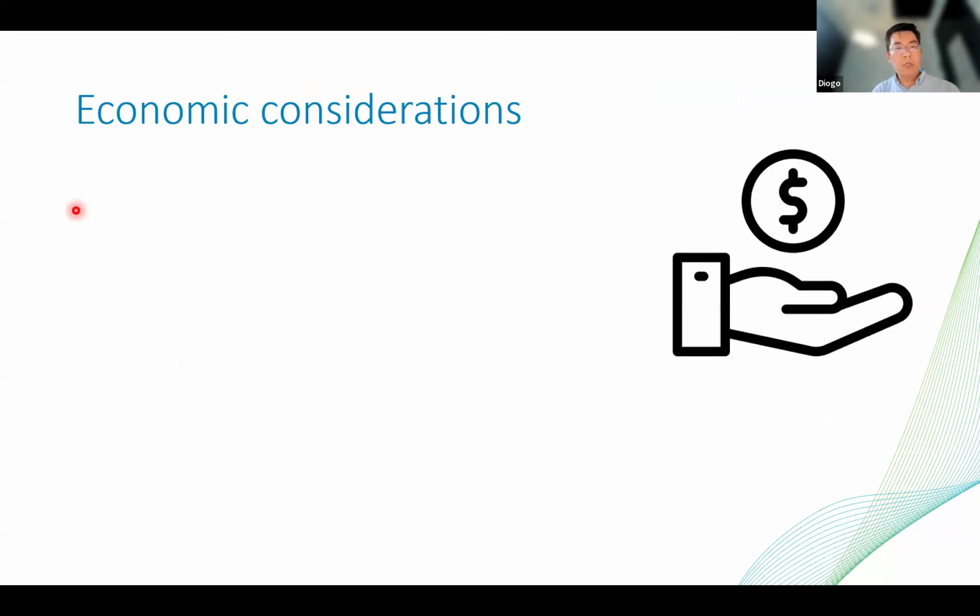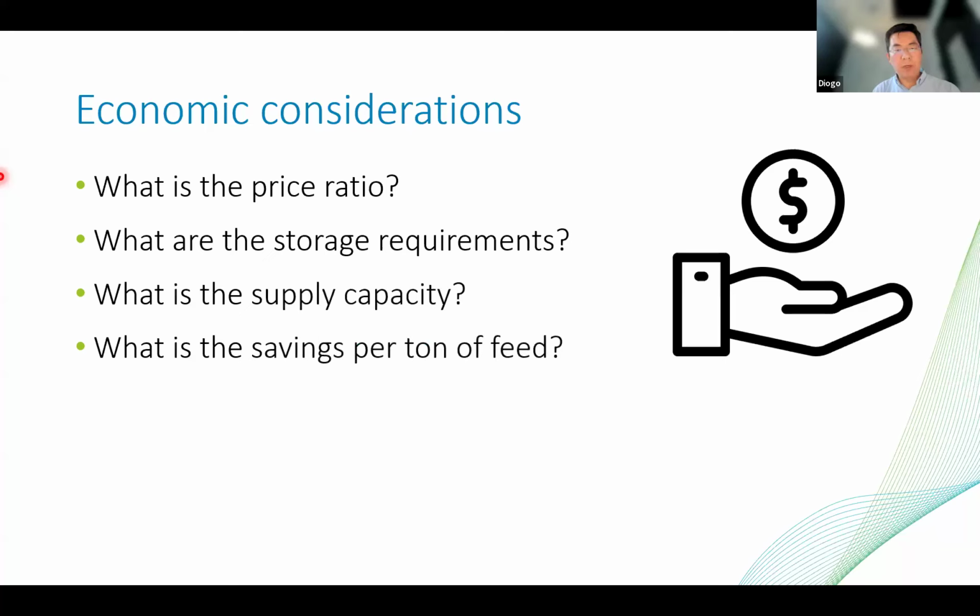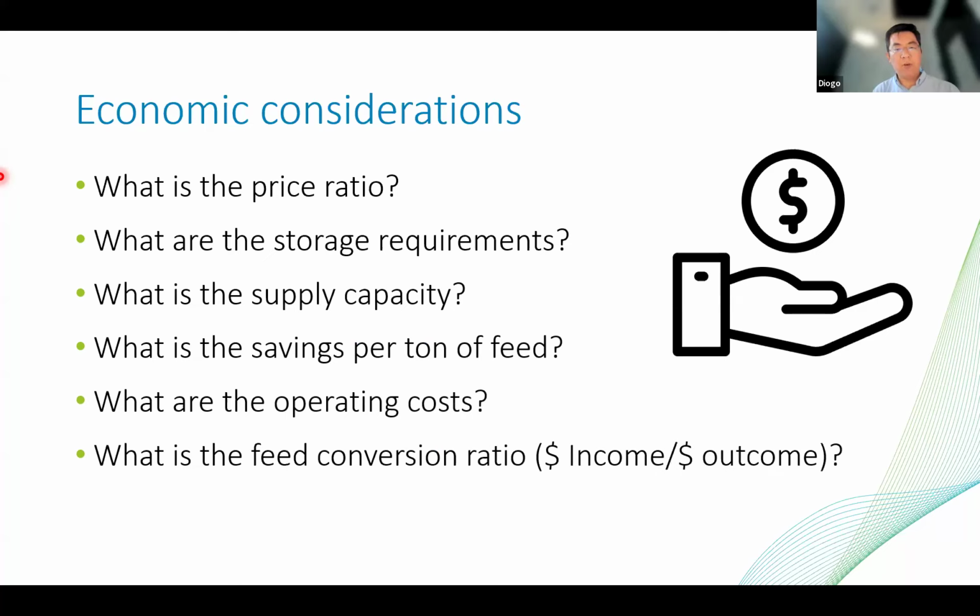So, the economic considerations about the use of alternative ingredients: what is the price ratio compared to the reference ingredient? What are the storage requirements? What is the supply capacity? What is the saving per ton of feed? What are the operation costs? What is the feed conversion ratio? Not only kilo by kilo, but also how much money is coming in versus how much money is going out.